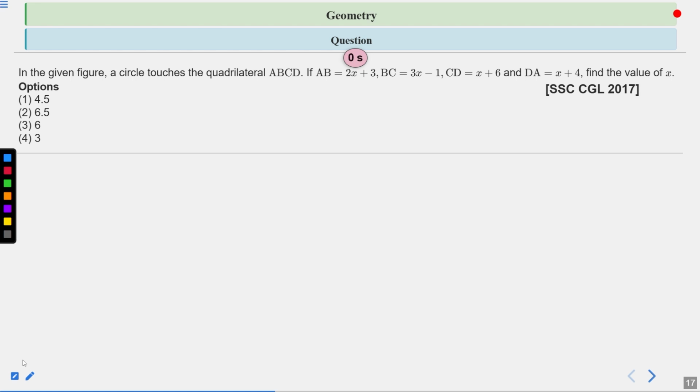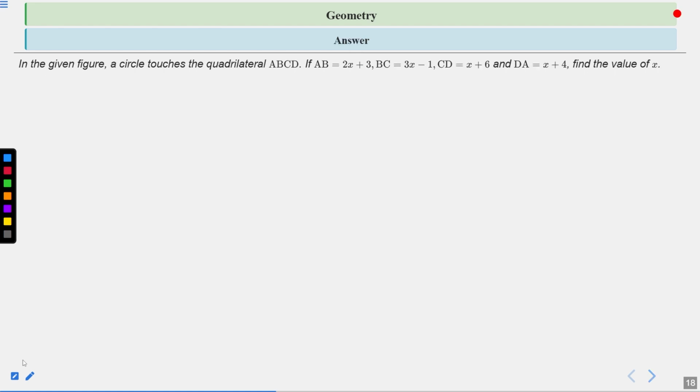Now time's up. Let's see the solution of this question. The question says that in the given figure, a circle touches the quadrilateral ABCD. AB equals 2x plus 3, BC equals 3x minus 1, CD equals x plus 6, and DA equals x plus 4. So all sides are given, so we can calculate. The answer of this question is the third one, which is 6.